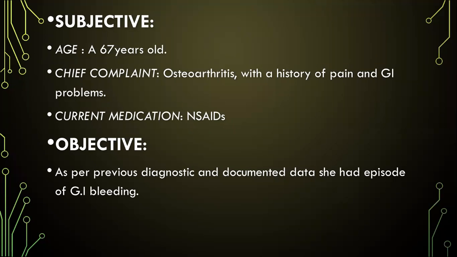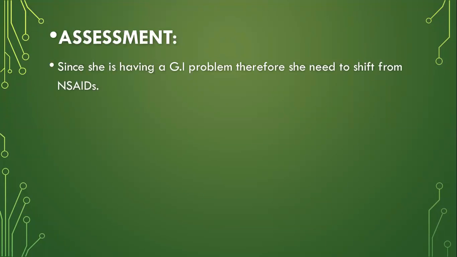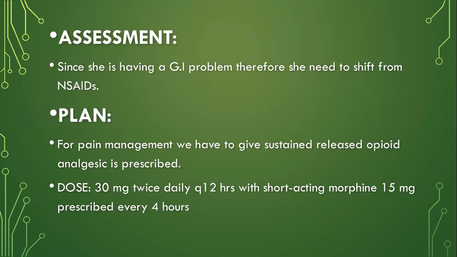Objective: as per previous diagnostic and documented data, she had an episode of GI bleeding. My assessment is, since she has a GI problem, she needs to shift from NSAIDs first because NSAIDs are medications that cause GI problems. So my plan is that for pain management, firstly, we have to give sustained release opioid analgesic. Dose is 30 milligram twice daily, every 12 hours, with short-acting morphine 15 milligram prescribed every 4 hours.